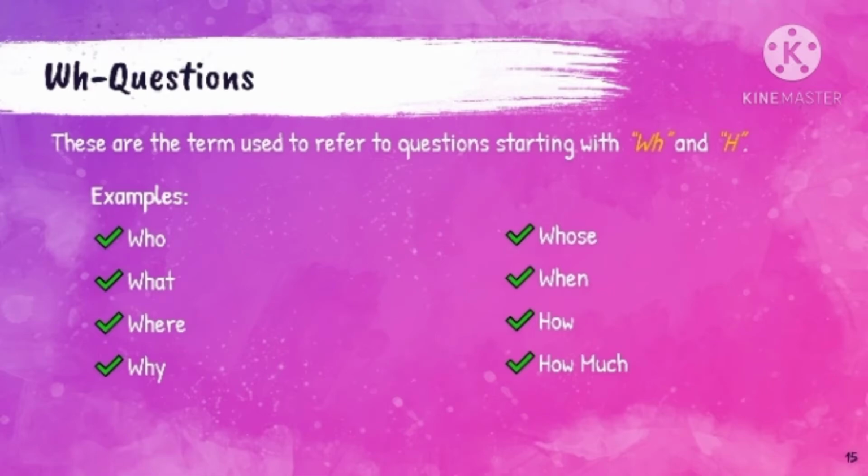Now, in this discussion, we are going to tackle the WH questions, or more specifically, how can we transform a sentence into a WH question? First, let us define what the WH questions are. WH questions are the terms used to refer to questions starting with WH and H. Examples: who, what, where, why, whose, when, how, and how much.